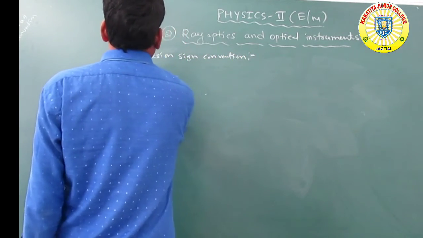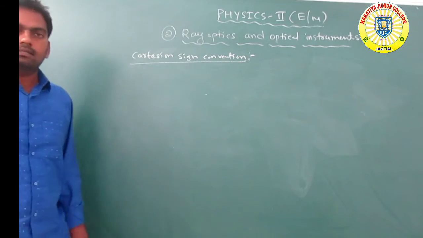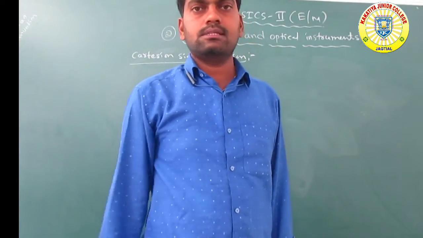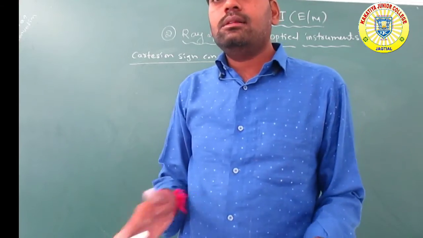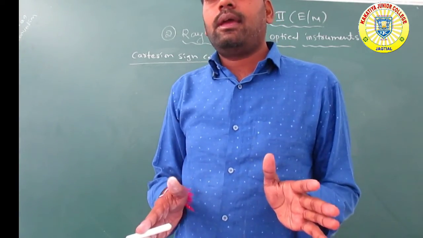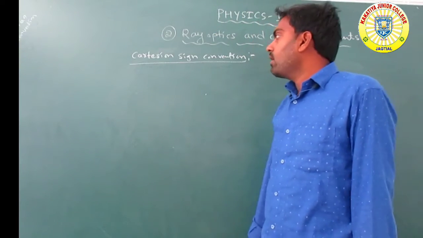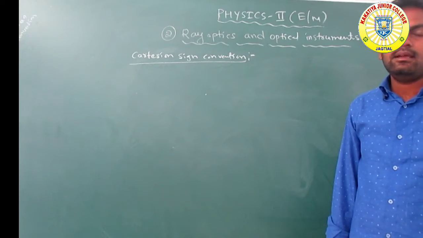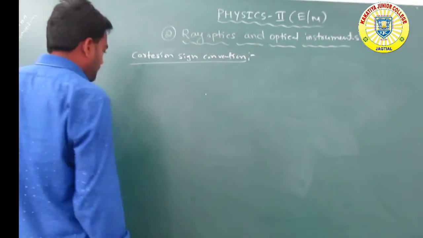Cartesian sign convention. Here we take a lens, concave or convex, or some mirrors. We study some particular rules, which are called the Cartesian sign convention rules. So we have taken the Cartesian convention.